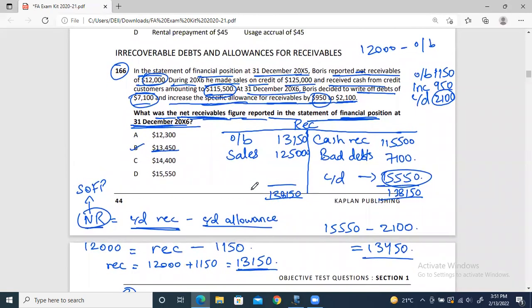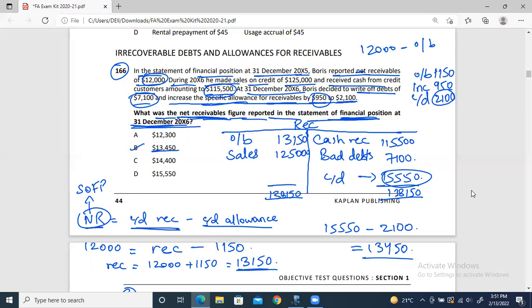Yeah, 166. So if the net receivable is at the end of 31st December 2005, right? Yes, that's right. But if that one is the opening balance, the written off debts and the increase in the specific allowance are going to be during the year. So why do we have to modify the opening balance? Yes, we have to modify the opening balance.